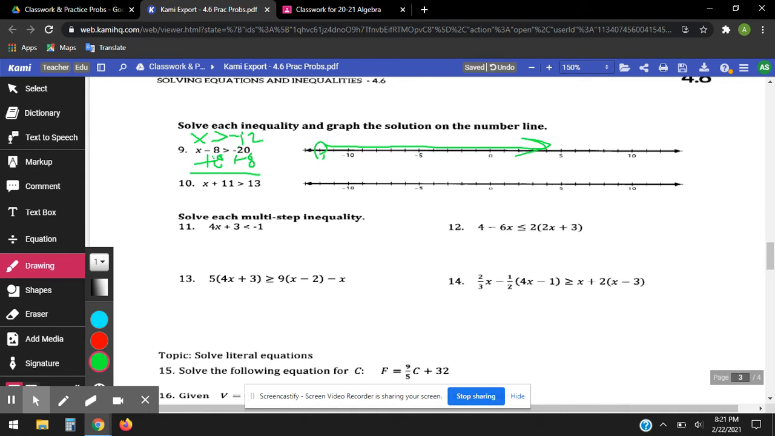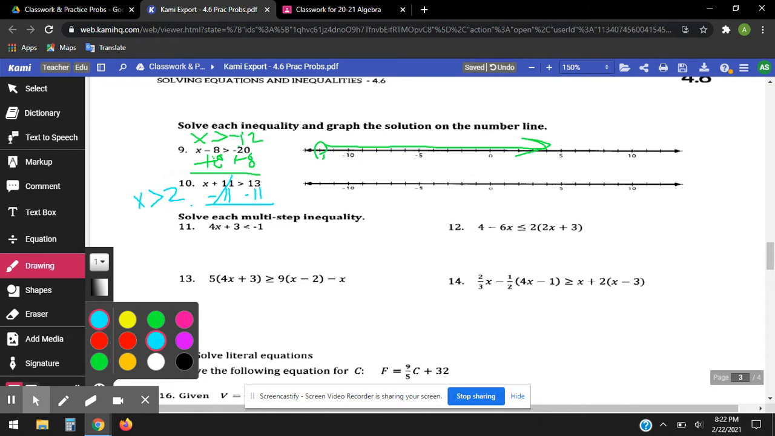Here, x plus 11. So to get rid of that, I need to minus 11. Those cancel. X is greater than 13 minus 11 is 2. And it's an open circle. 1, 2. And x is greater than that. So I want to go that direction. Remember, open circle means everything but it.